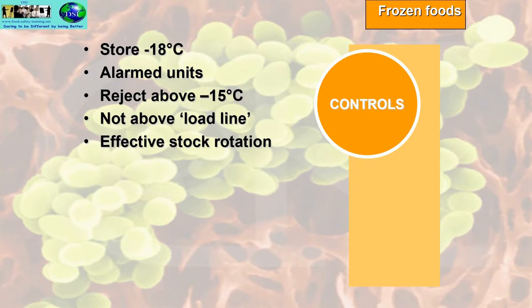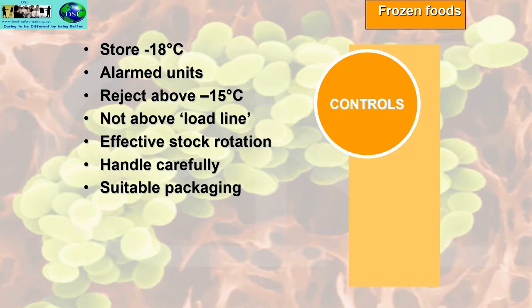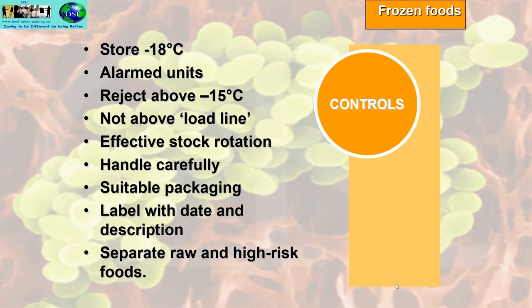Get effective stock rotation. Again, it's far better to use upright freezers than chest freezers, because upright freezers are easier to keep stock rotation going in some order. With chest freezers, everything sort of ends up at the bottom of the freezer. Handle carefully. Use suitable packaging. Label with date and description. Separate raw and high-risk foods.